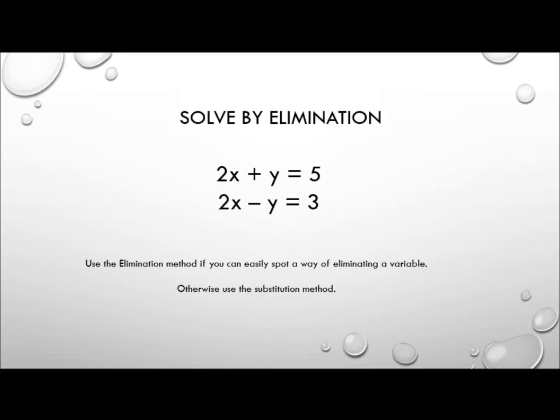Let's take this system of simultaneous equations, for example, 2x plus y equals 5 and 2x minus y equals 3. We can use the elimination method if you can easily spot a way of eliminating a variable. Otherwise, just use the substitution method. In this case, the plus y and minus y will disappear if we add the two equations together. We call that having eliminated y.